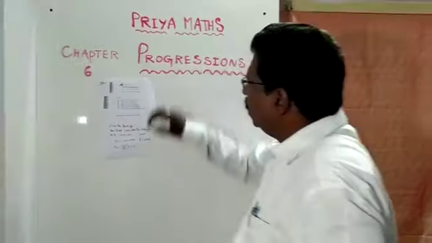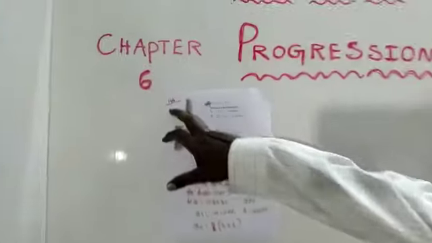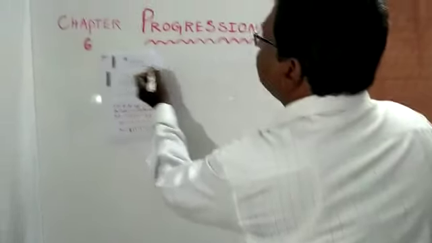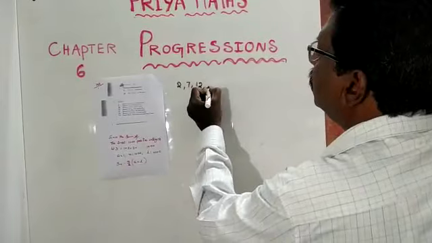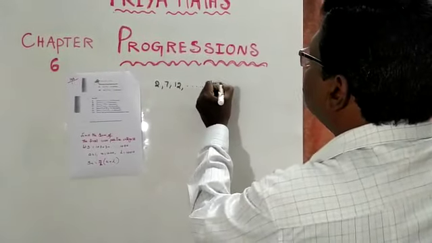Okay, students, look into the board. Page number 146, exercise 6.3. Some problems are there. I will explain on the board. First problem, find the sum of the following APs. I have to explain the first problem: 2, 7, 12, and so on to 10 terms. You have to take the AP series 2, 7, 12, and so on to 10 terms.